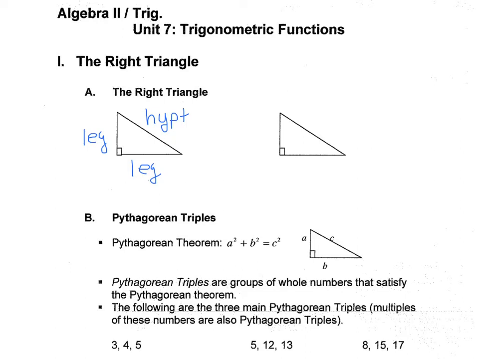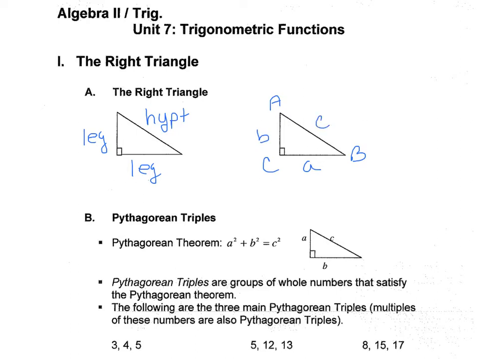Every triangle is labeled by angles and sides. The angles are measured with capital letters. Let's call this one ABC, and it always goes in clockwise formation. The sides are labeled with lowercase letters. So across from angle A would be side little a, across from angle B would be side little b, and across from angle C would be side little c.